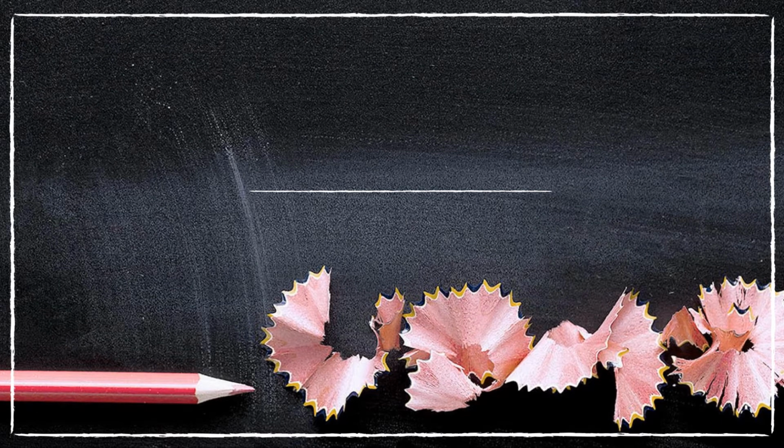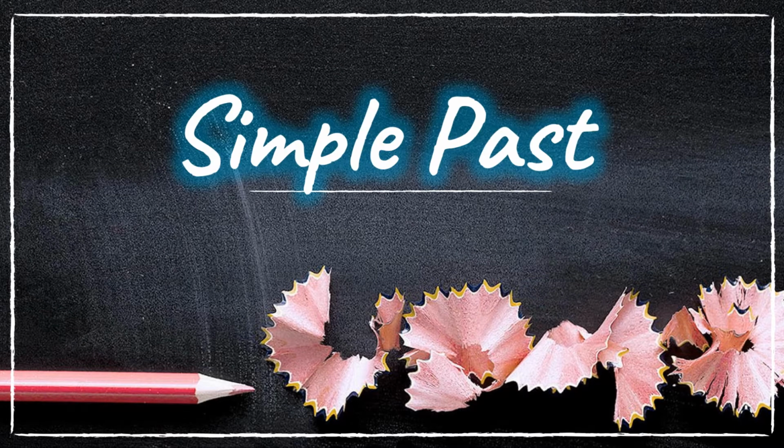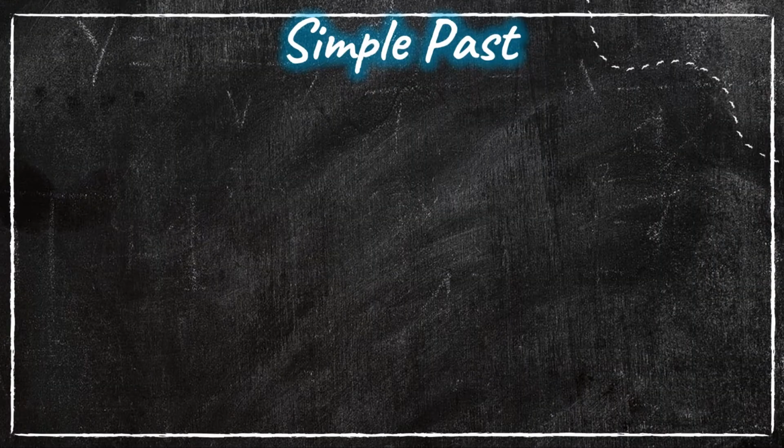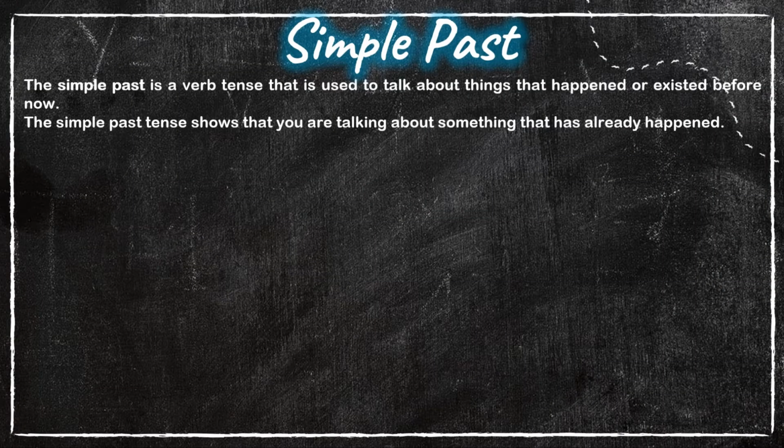Today we're going to start a new topic, simple past. What is the simple past? Simple past is a verb tense that is used to talk about things that happened or existed before now. The simple past tense shows that you are talking about something that has already happened.